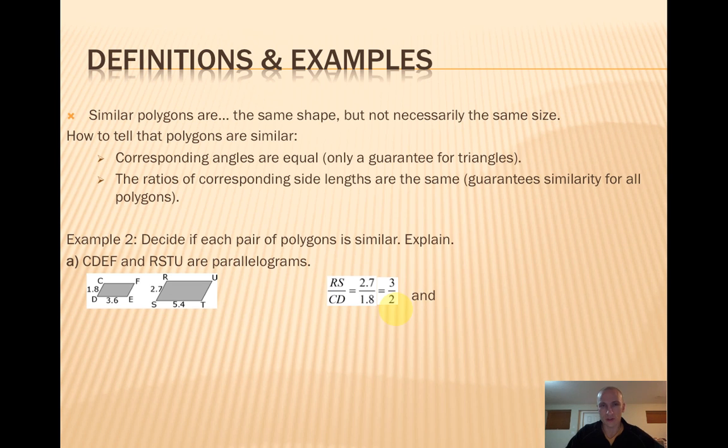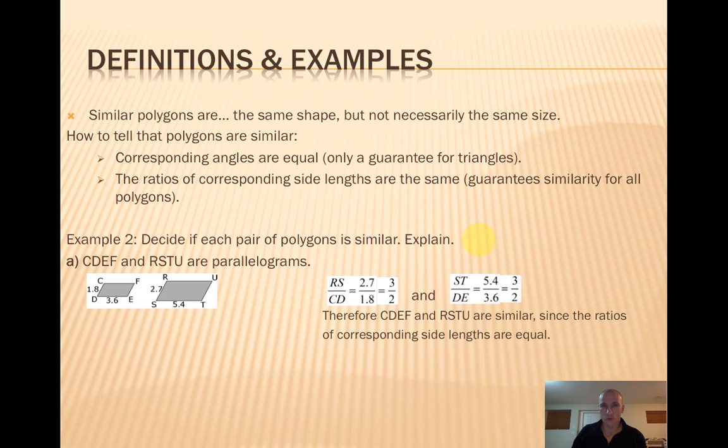So now we also need to look at the longer sides which correspond with each other. So we're looking at the longer side length on this parallelogram and comparing it with the longer side length on the other parallelogram. So 5.4 over 3.6 is another ratio that we can put in lowest terms. We multiply it first by 10, top and bottom, you get 54 over 36, and then dividing the top and the bottom by 18 would reduce it to lowest terms. It turns out to be 3 over 2 as well.